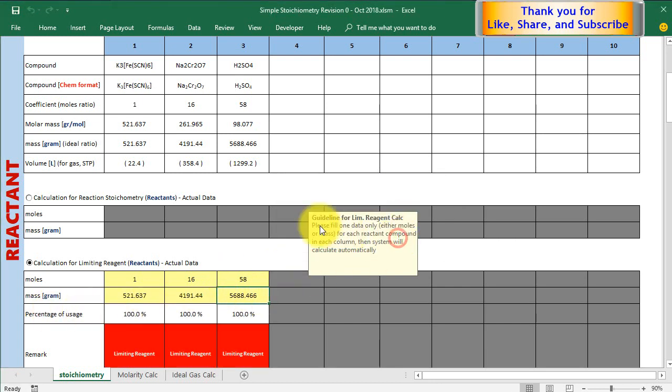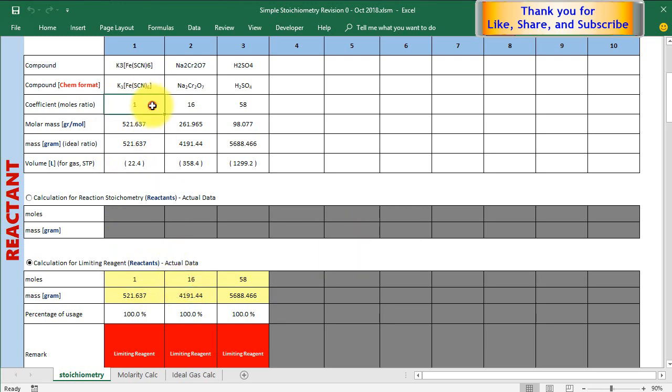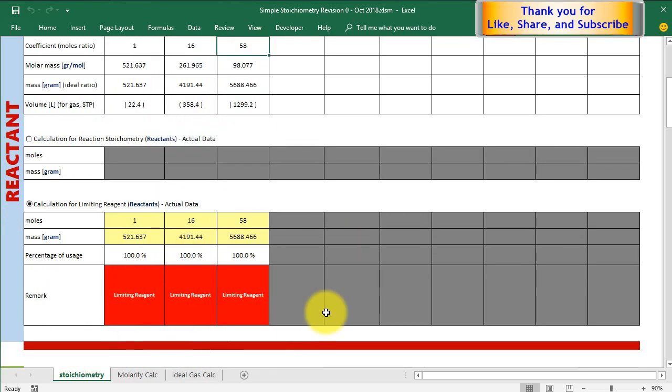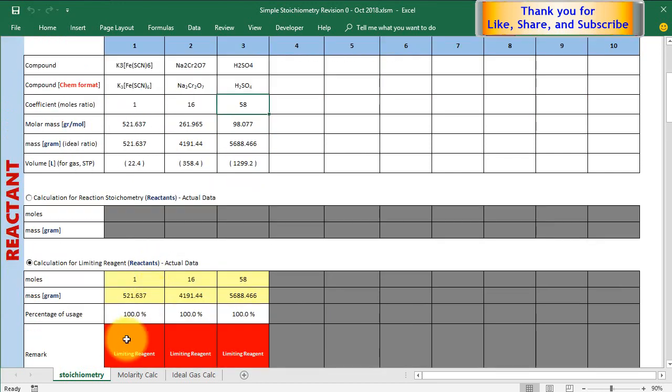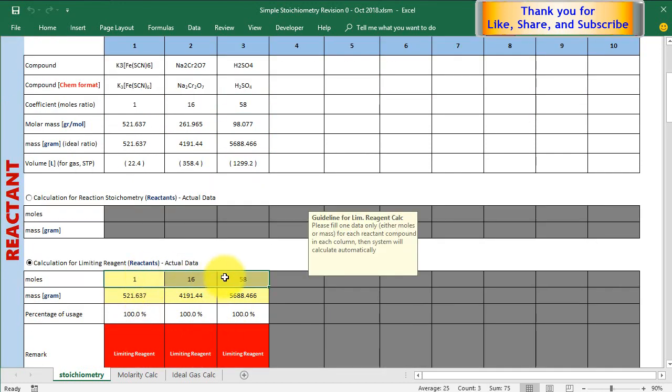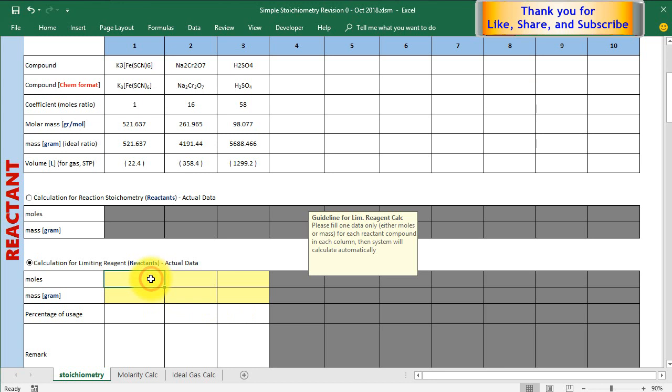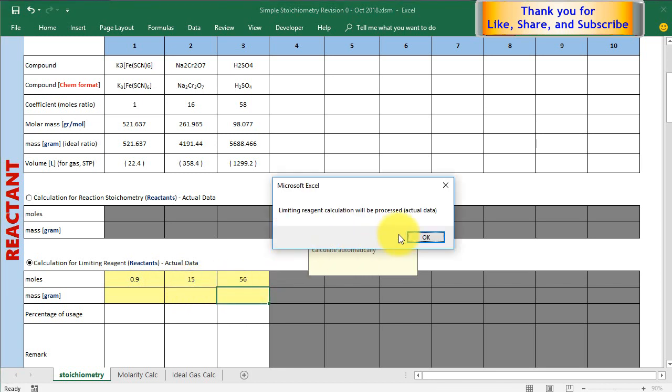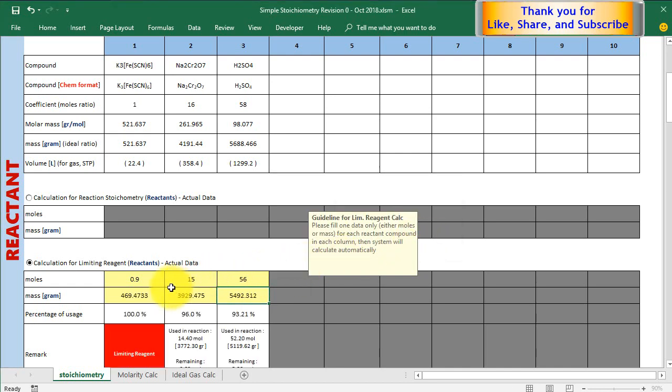Alright, this is the ideal composition, the ideal coefficient ratio, moles ratio 1, 16, and 58. And all compounds here will become limiting reagent because this is the perfect composition. But if we change, alright, sorry, we have to delete first. 0.9, this is 15, and this is 56. Alright, the ratio I think is not ideal.